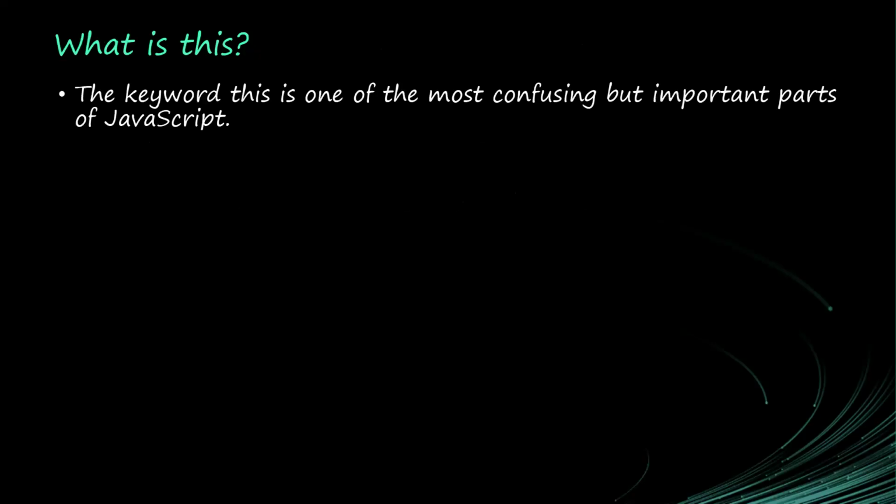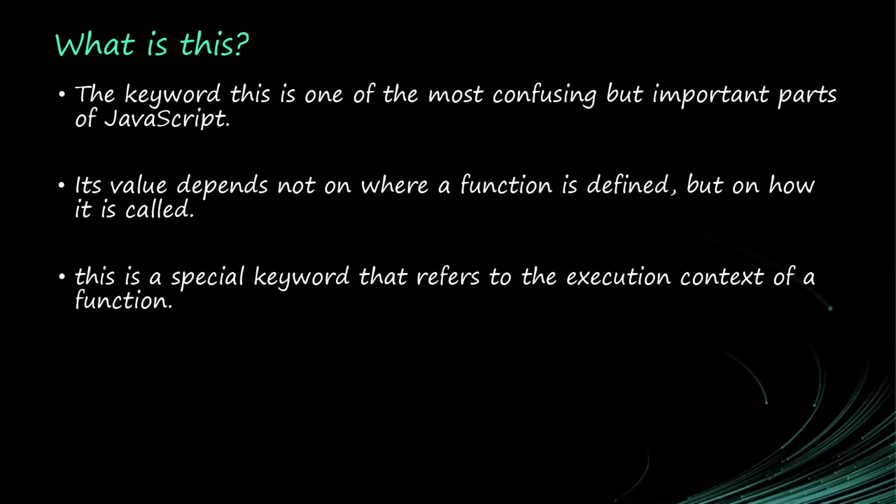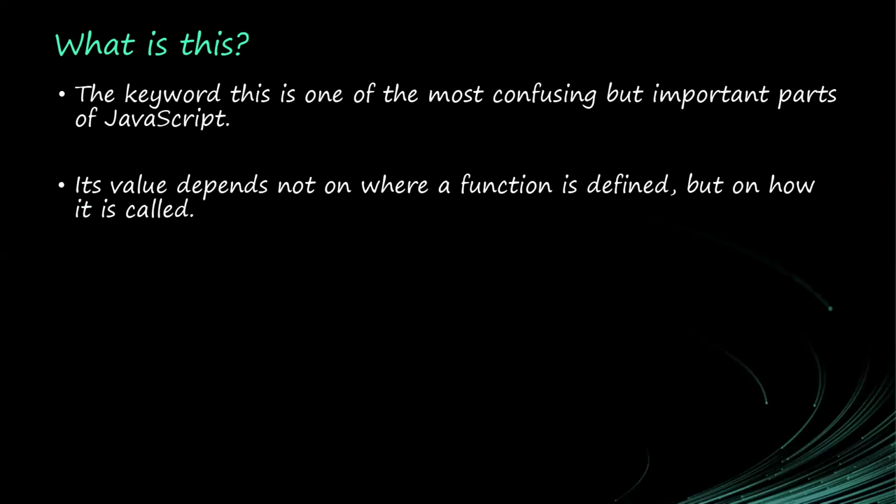Now, what is the this keyword? The this keyword is one of the most confusing but very important parts of JavaScript. You can't run away from it if you want to be a good JavaScript developer or programmer. The value of this keyword does not depend on where the function was defined, but how it is being called.